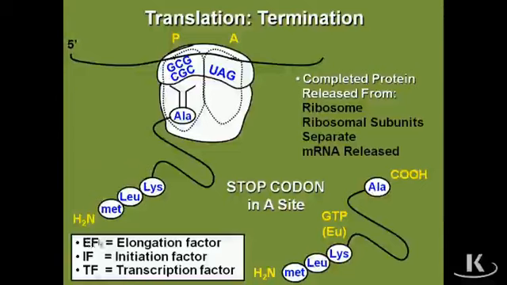I want to just remind you of a few abbreviations that are commonly used and perhaps might be used on test questions. In the process of translation, you see that EF and IF are used. EF stands for elongation factor. IF stands for initiation factor. And what does TF stand for? It stands for transcription factor. So TF is something not used in translation. It's something that gets used in transcription. So TF, IF, and EF. Abbreviations that might be used, I want you to be familiar with those.